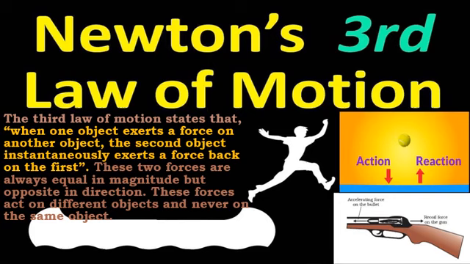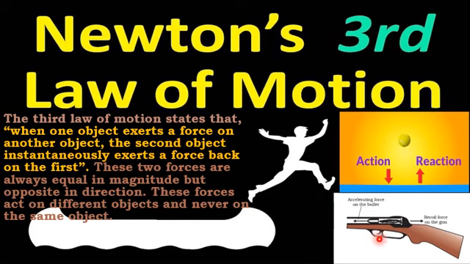It can also be said like this: when one object exerts a force on another object, the second object will exert a force back on the first. When you get down from a boat, you exert a force from the boat onto the shore, and there is another force exerted back on the boat. They act on different objects.